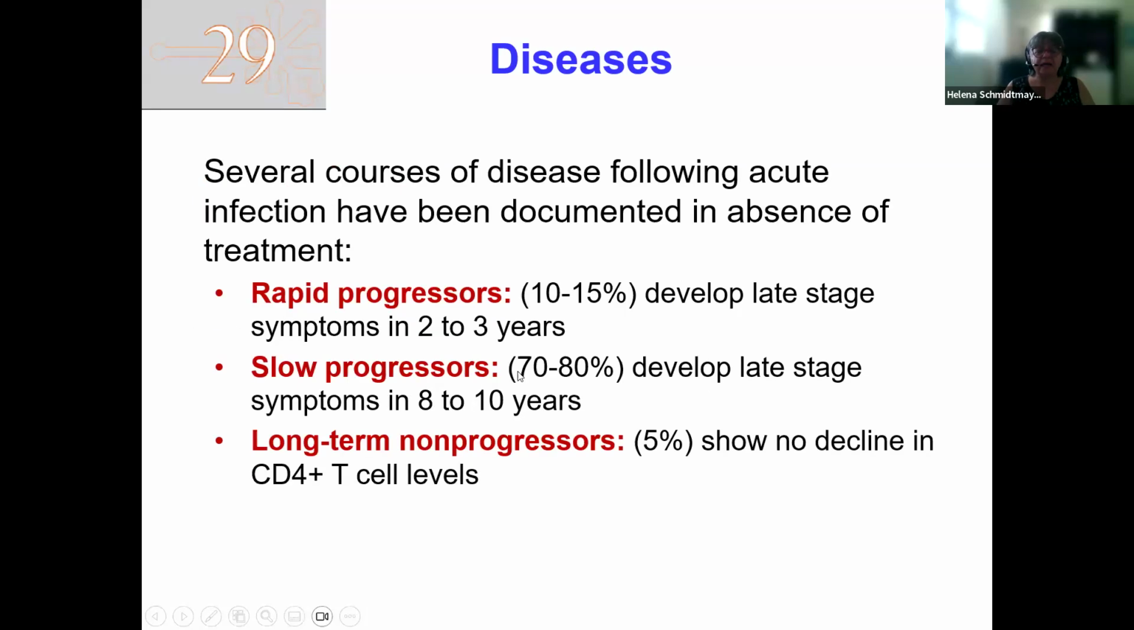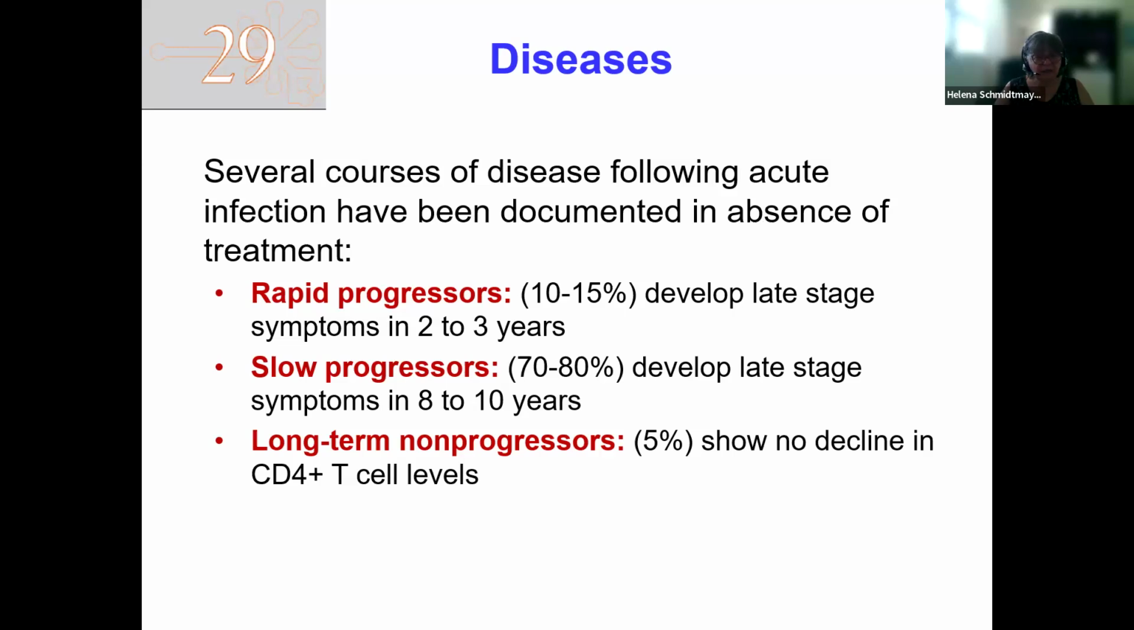And disease can actually progress differently in different people. There are several courses. There are so-called rapid progressors, slow progressors, and long-term non-progressors. Rapid progressors develop late-stage symptoms without treatment in 2 to 3 years, and approximately 10 to 15% of infected people are rapid progressors. Slow progressors develop late-stage symptoms in 8 to 10, sometimes 15 years, and 70 to 80% of cases manifest slow progression. And there is some group of people, approximately 5%, who are long-term non-progressors.